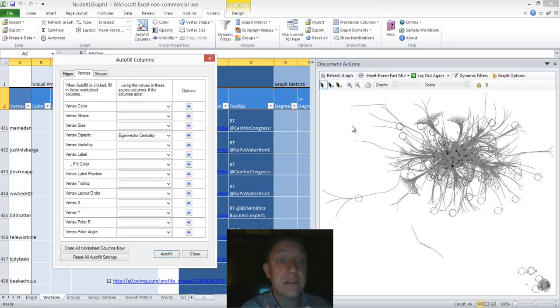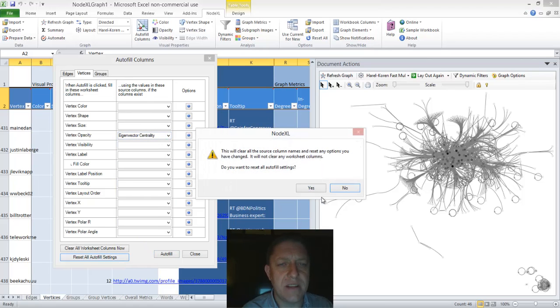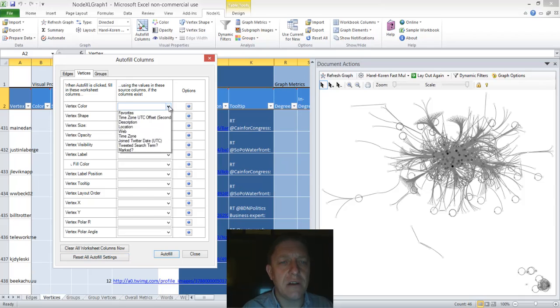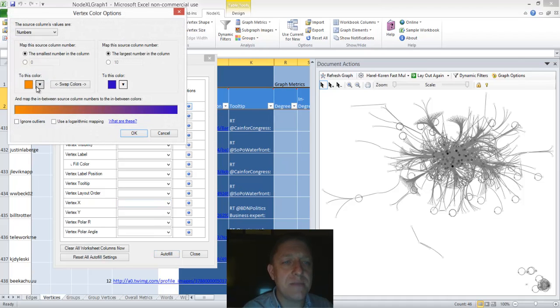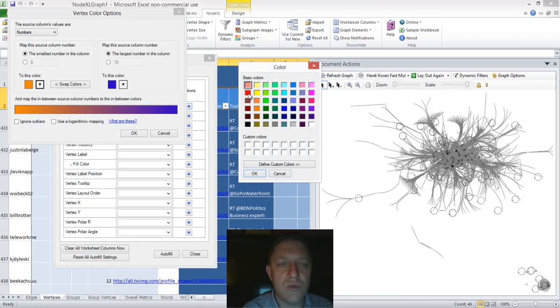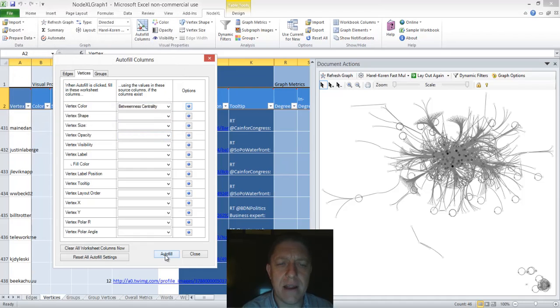You have a lot of choices when you're doing visualization, and you'll notice I've made different choices here. I could reset these settings, and I could choose vertex color for betweenness centrality. And I could go to options and say, well, let's create a heat map. Let's make the color red to blue, right? And let's swap the colors so that hot means the largest number in the column for betweenness centrality. And let's hit that and autofill.